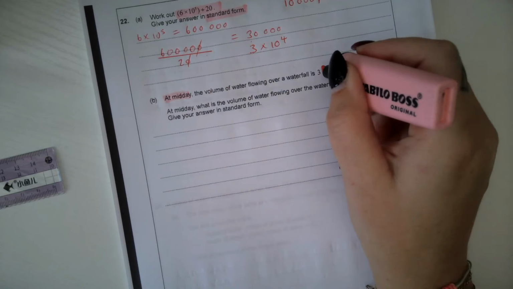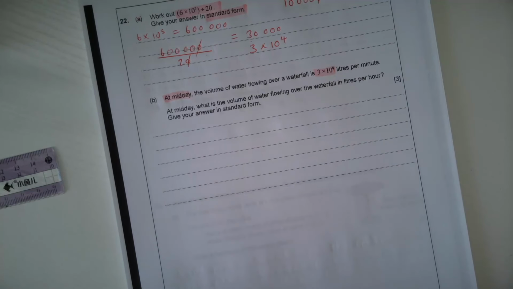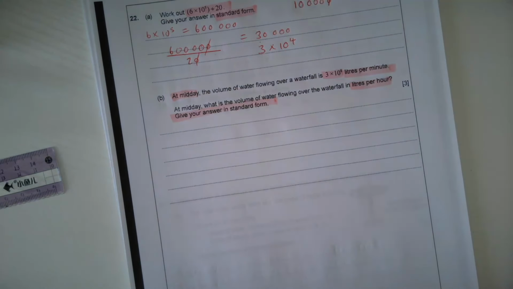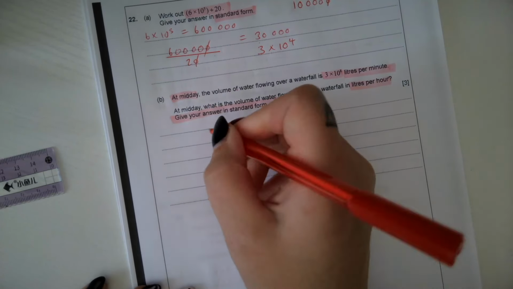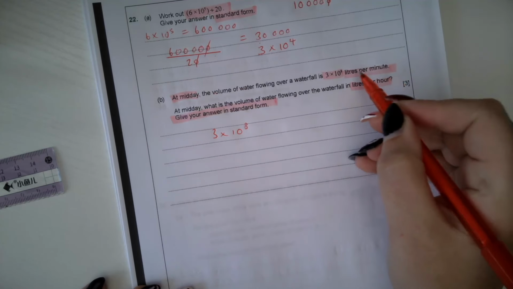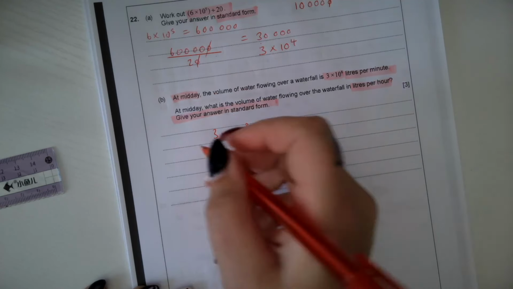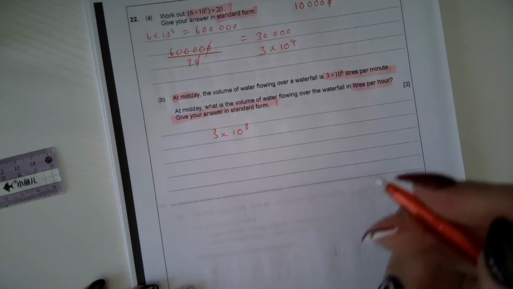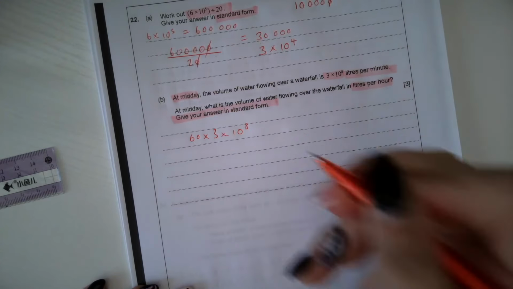Part B. At midday, the volume of water flowing over a waterfall is 3 times 10 to the power of 8 litres per minute. At midday, what is the volume of water flowing over the waterfall in litres per hour? Give your answer in standard form. Okay, so we're given 3 times 10 to the power of 8 as litres per minute, but we're working in litres per hour. So we're going to want to multiply by 60. There are 60 minutes in an hour, okay? So you want to multiply that by 60.